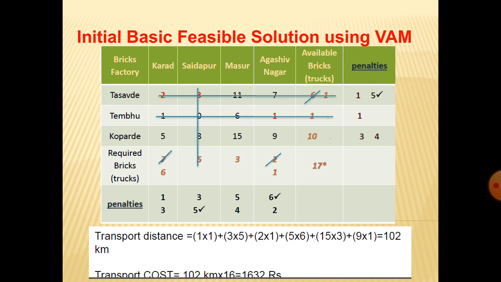For that we have allocated the next minimum value. For the 5 we allocated 3. Then we repeat the process until it completes the basic feasible solution. Afterwards find the transportation distance: 1 into 1, 3 into 5, 2 into 1, 5 into 6, 15 into 3, 9 into 1, that is 102 kilometers. Understood? This is the problem.